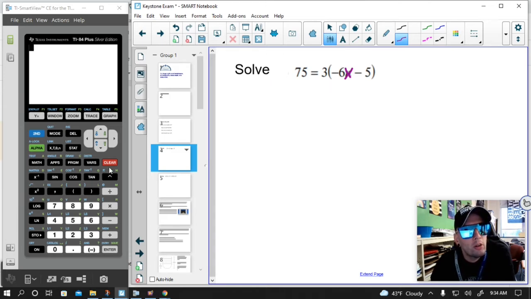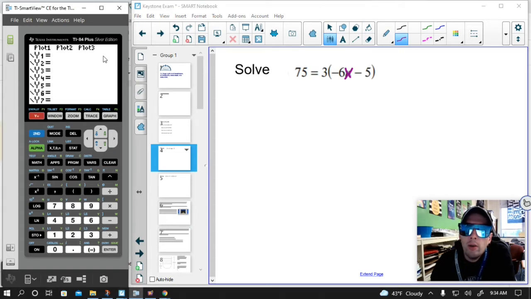What I'm going to do is turn on my calculator and hit y equals. On y sub 1, I'm going to type out the left side, which is just 75. Then I'm going to go down to y2, and anything on the right side is going to be that. So I have 3 parentheses, negative 6. We're pretending that n is x, so the x variable button is right there.